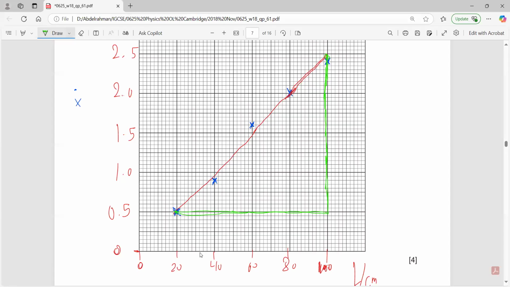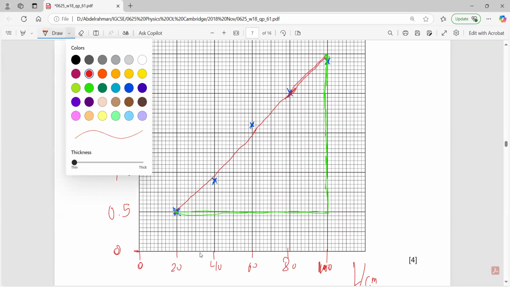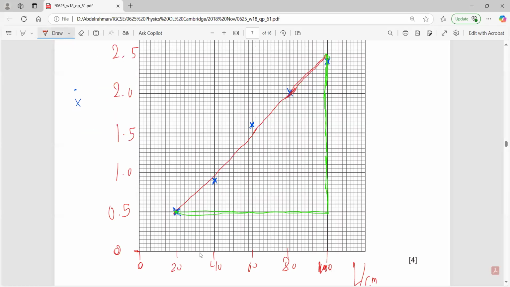For the gradient, can I use the numbers from the table, or should I use the numbers from the graph? For example, this point has a y of 0.5 and an x of 20. This point should be 2.5 and 100. Should I use these numbers, or the numbers from the table, which were 2.4 and 100? It wouldn't really differ. Not the same, but very close, which is acceptable.